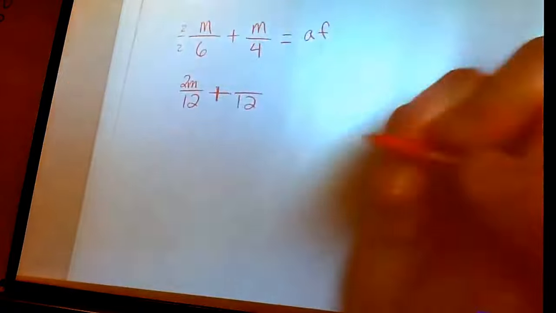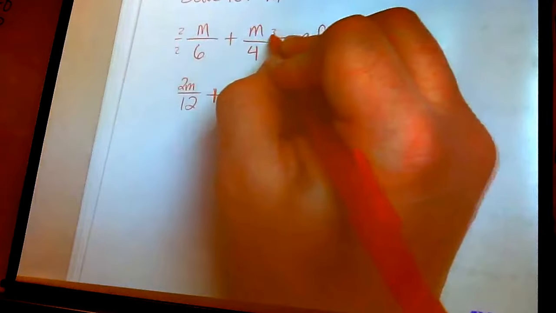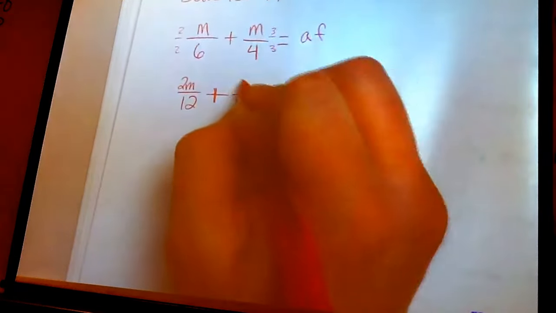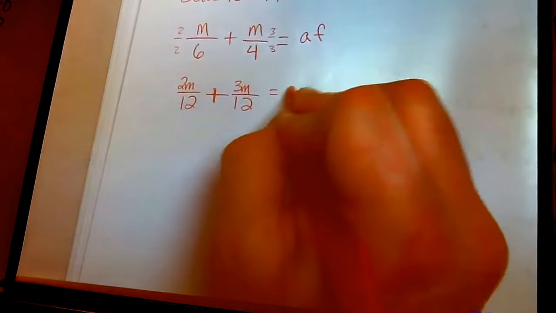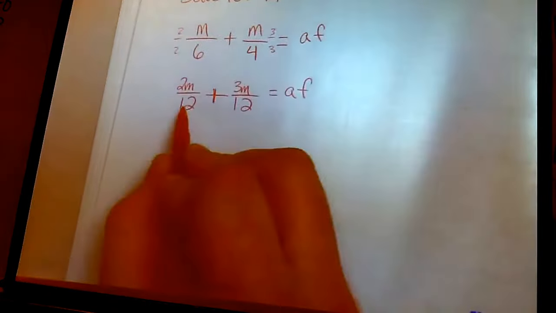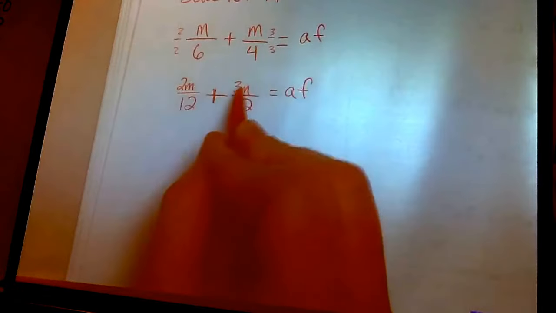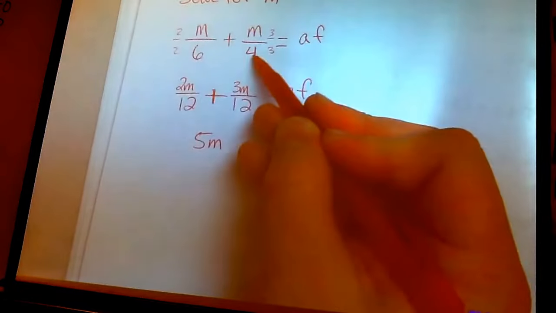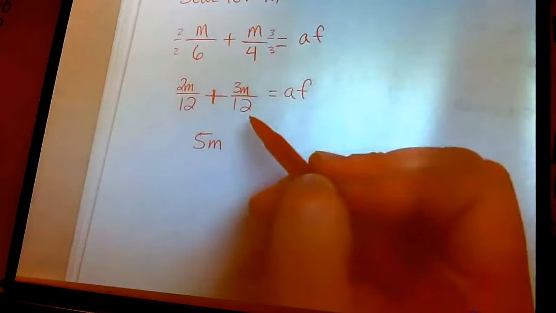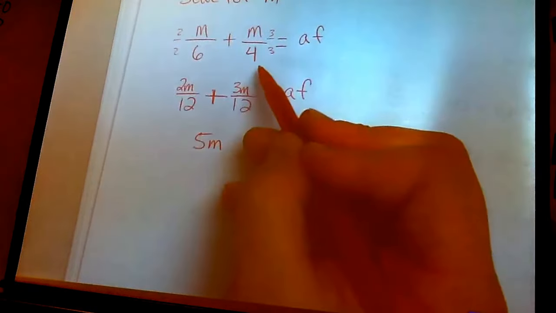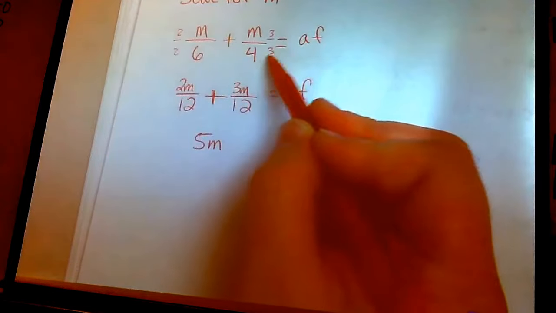What's this one need to get multiplied by? 3 over 12. Oh, wait, what? So it would be 3m over 12. Wait, how did you get 3? Because this one had a 4 on the bottom. In order to change that to a 12, I need to multiply by 3. Oh. Multiply the top.